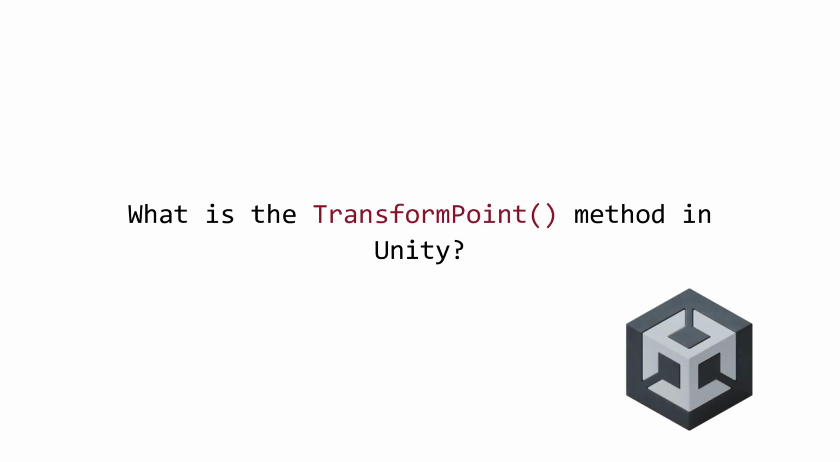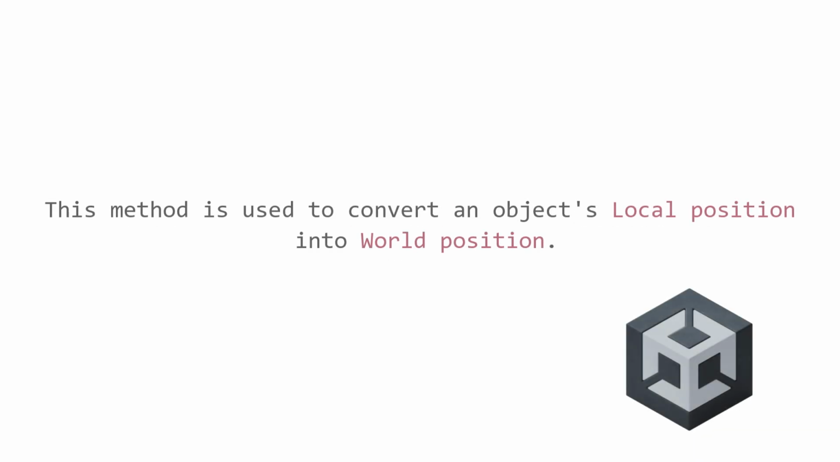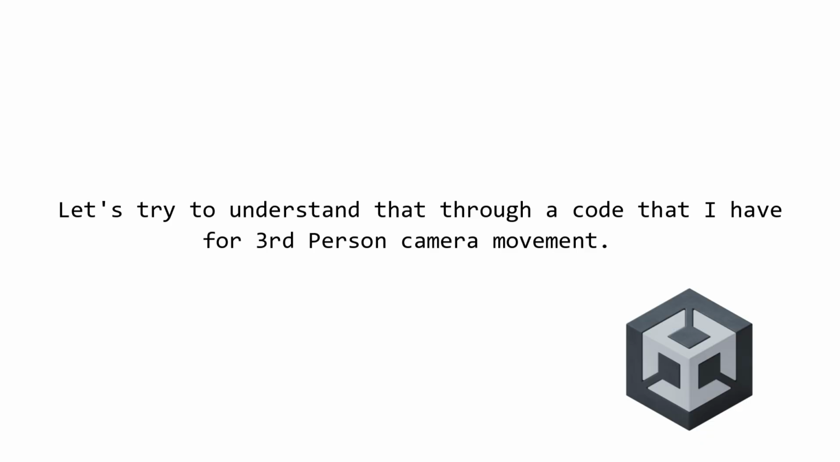What is the TransformPoint method in Unity? This method is used to convert an object's local position into world position. Let's try to understand that through a code that I have for third-person camera movement.